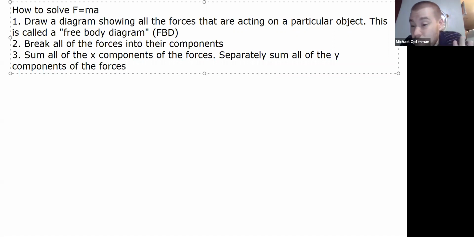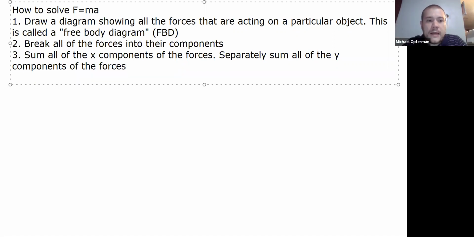Which is really what I'm doing here, you'll notice, is just going over the vector addition process again. Remember, in vector addition, you break everything into components, add all the x components, add all the y components, same exact thing. I'm really just re-explaining the vector addition process here.